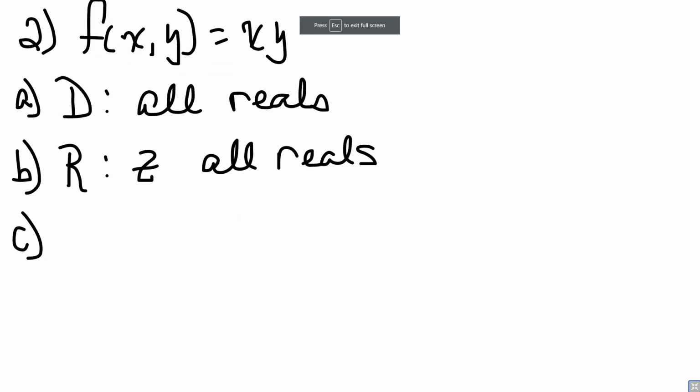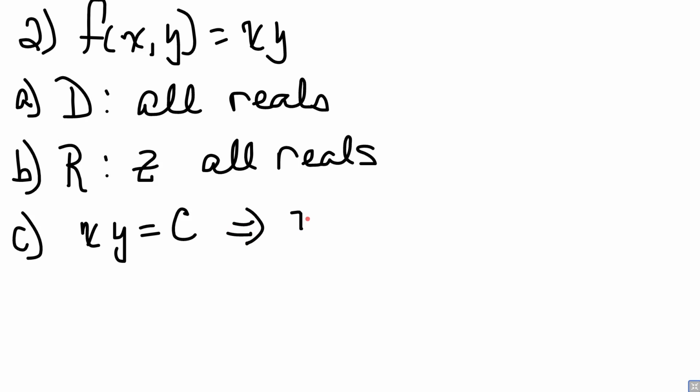Level curves. So we can look at it in terms of xy is equal to c, or we could say that y is equal to c over x. Okay, so basically, and let me see how I wrote that. Okay, so if we take a look at this, you basically have two situations that can come out.